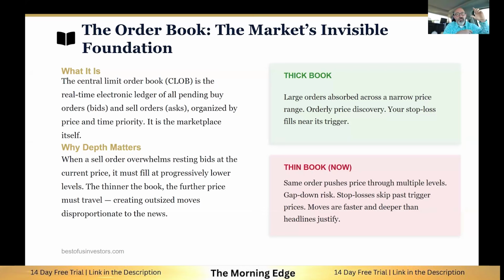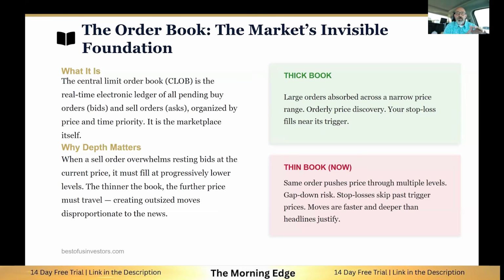Now, there is a thing called a thick book, and that is a normal market, where large orders can be absorbed across a narrow price range, with orderly price discovery, so your stop loss fills near the target. So if you bought a stock at 10 and you put a 10% stop loss on it at 9, in a thick book environment you will get triggered right at that 9 price, meaning there's enough inventory to absorb your sell.